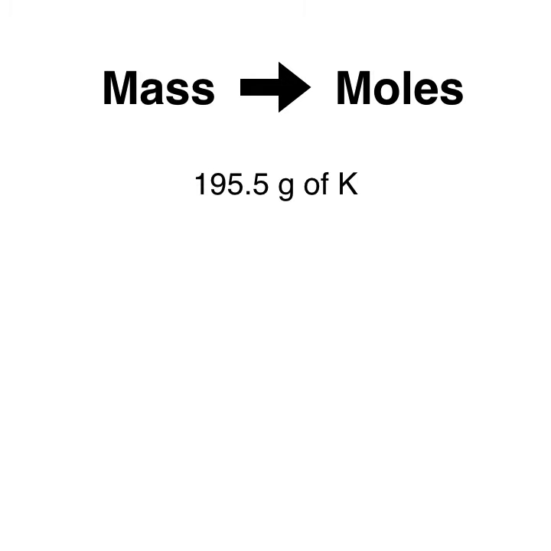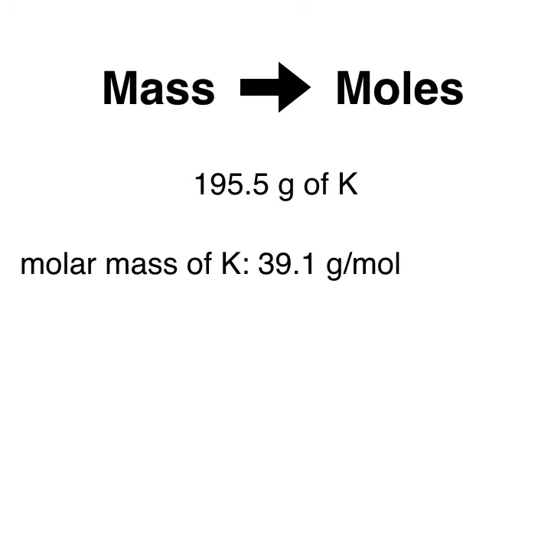Let's say we have 195.5 grams of potassium and must determine the number of moles. We first go to the periodic table and determine that the molar mass of potassium is 39.1 grams per mole. Now, instead of multiplying our 195.5 grams by this molar mass, we will divide.